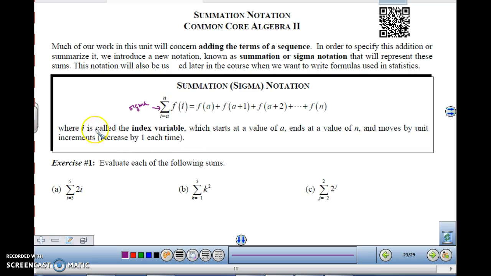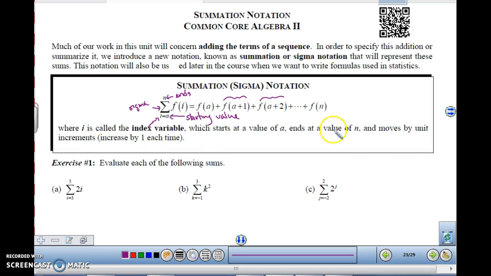All right, now, i is called the index variable. So that is what you are going to be plugging in. A is going to be the starting value, and then it ends at the value of n. So you would plug in whatever this number is for the first term, and then you'd go to each successive term. It moves by unit increments, one at a time.